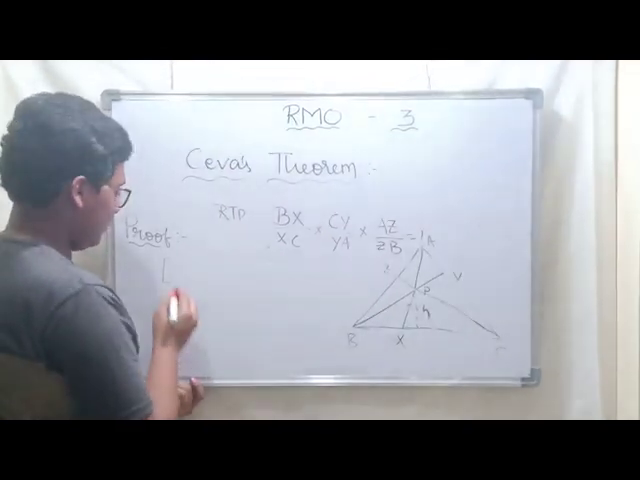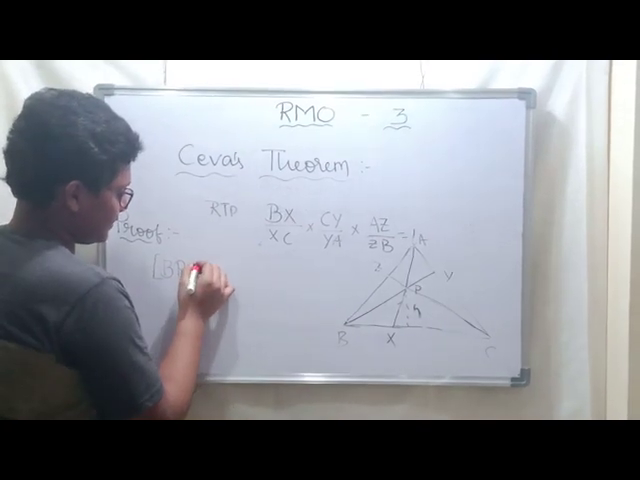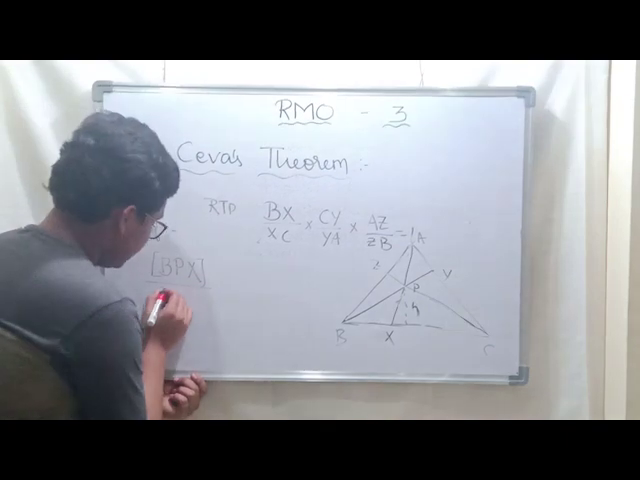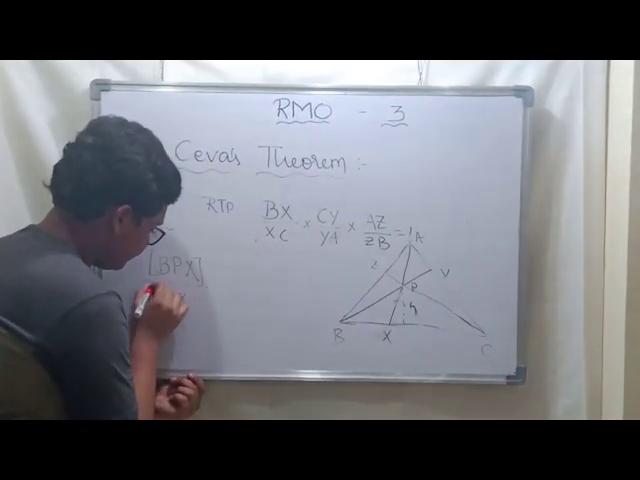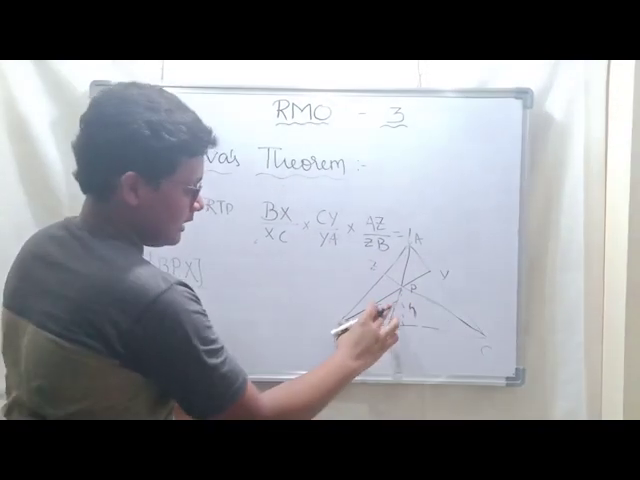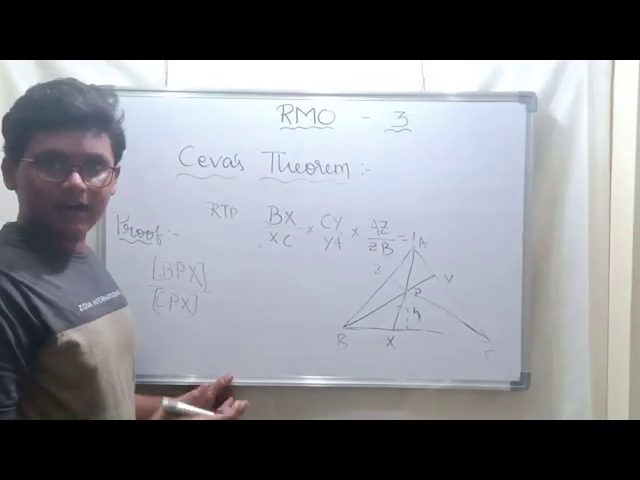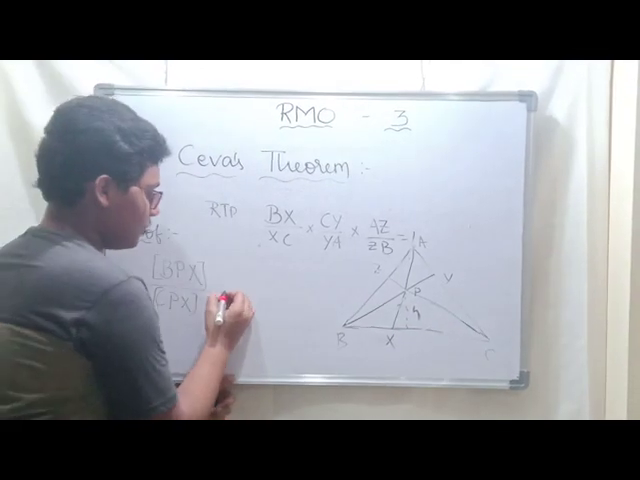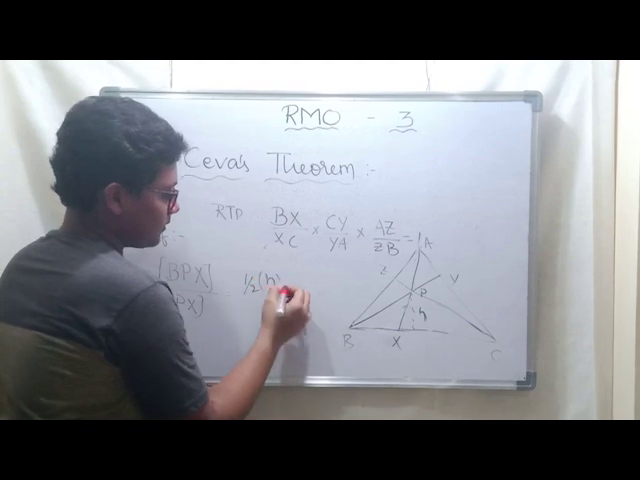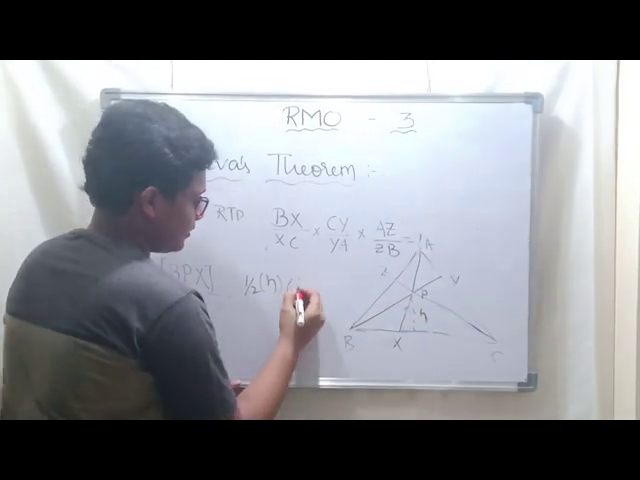Area of triangle BPX by area of triangle CPX. Okay. Area of triangle BPX is half. Area of a triangle is half height into base. So half H into BX, where BX is the base of this triangle BPX.